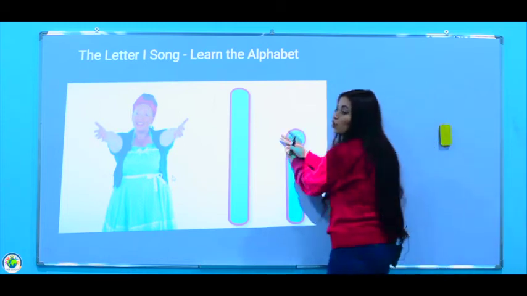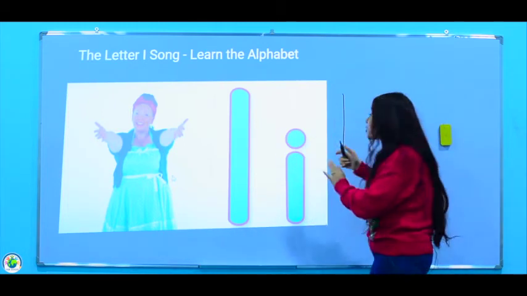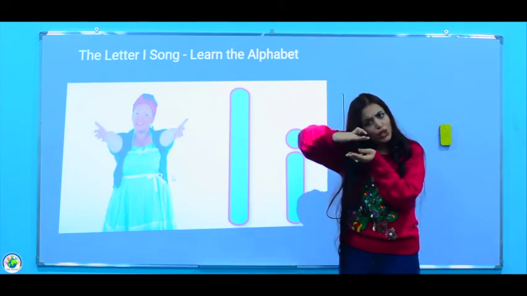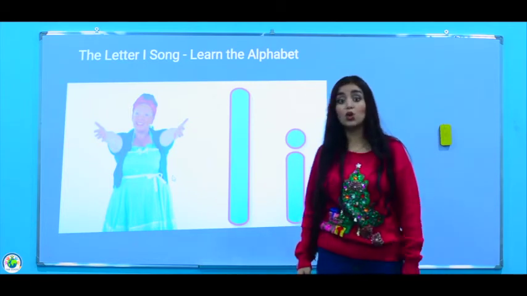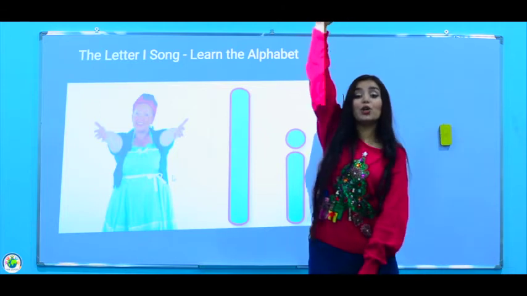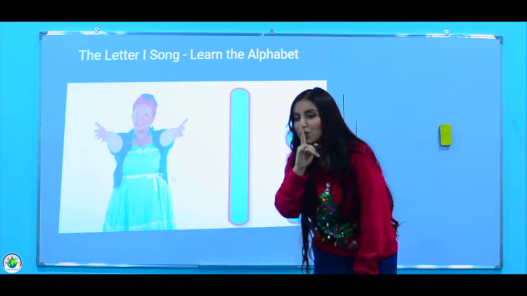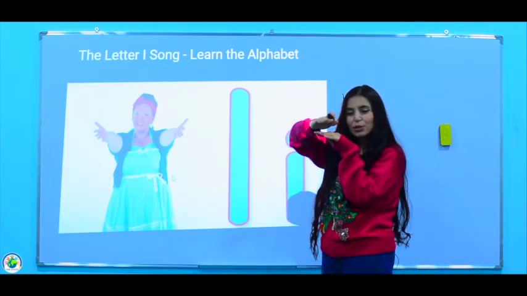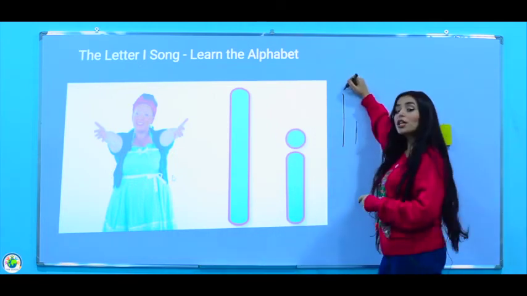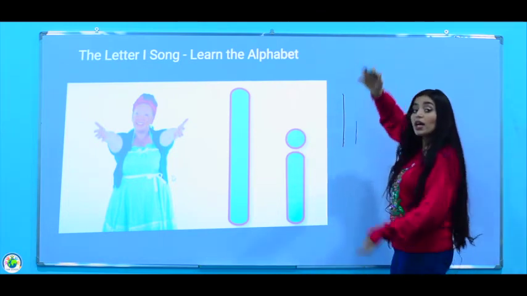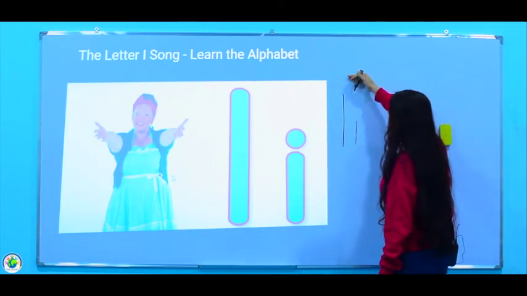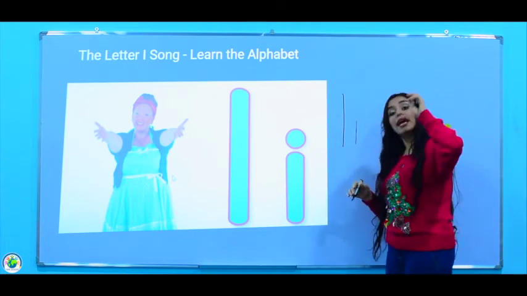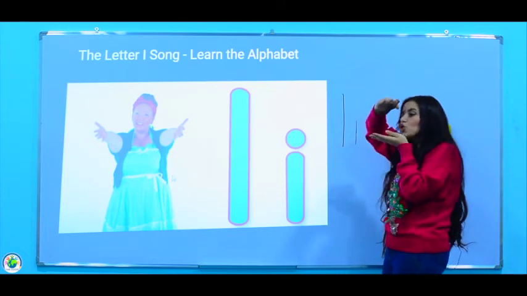What about the lowercase? The lowercase is also one straight line, but it is shorter. For example, your mom and your dad. Your dad is taller. Your mom is a little bit shorter. Don't tell your mom. Shh. So we have the uppercase I, which is longer or taller, one straight line. The lowercase I is also one straight line but shorter.